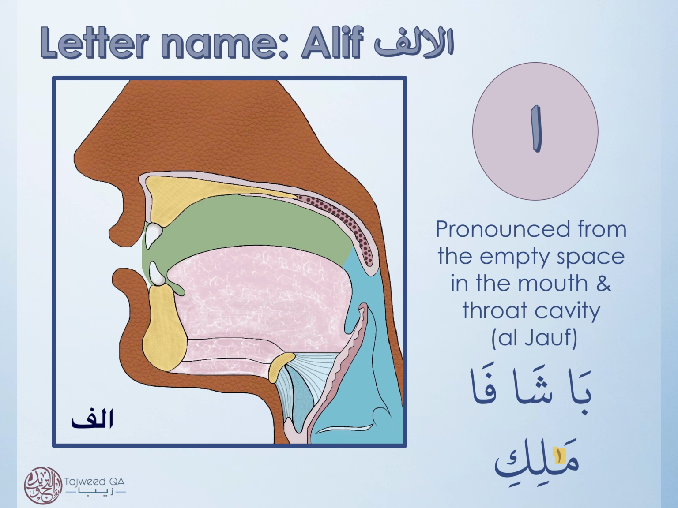So whenever you see the alif without any sign on top of it, then the alif has to be lengthened 2 counts along with the letter before it. So ba, sha, fa, ma. So here maliki.